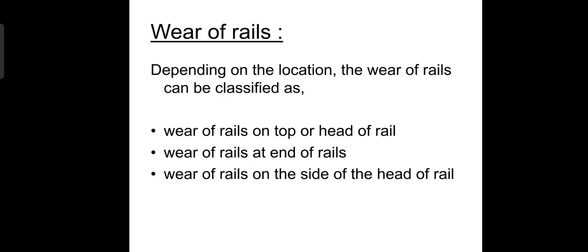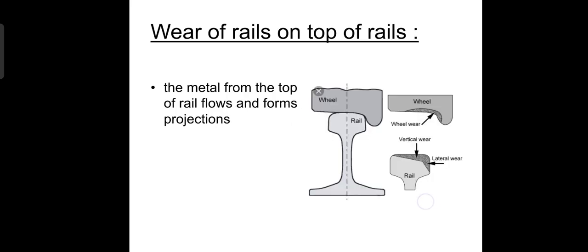Wear of rails. Depending on the location, the wear of rails can be classified as wear of rails on top or head of the rail, wear of rails at the end of the rails, wear of rails on side of the head of the rails. Wear of rails on the top of the rails: the metal from the top of the rail flows and forms a projection. So in the picture you can see that.